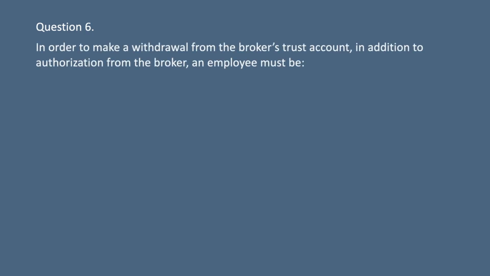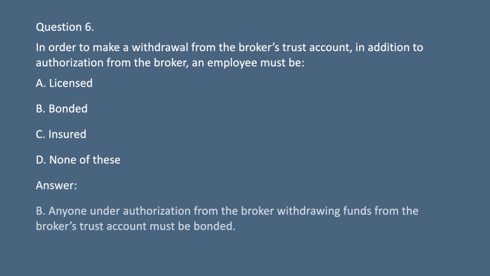Question 6. In order to make a withdrawal from the broker's trust account, in addition to authorization from the broker, an employee must be: A. Licensed. B. Bonded. C. Insured. D. None of these. Answer: B. Anyone under authorization from the broker withdrawing funds from the broker's trust account must be bonded.